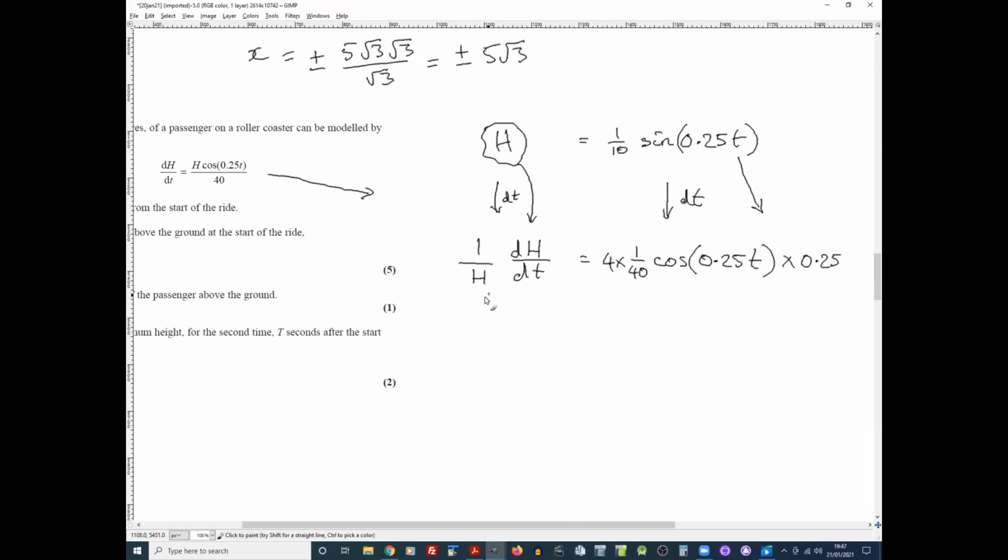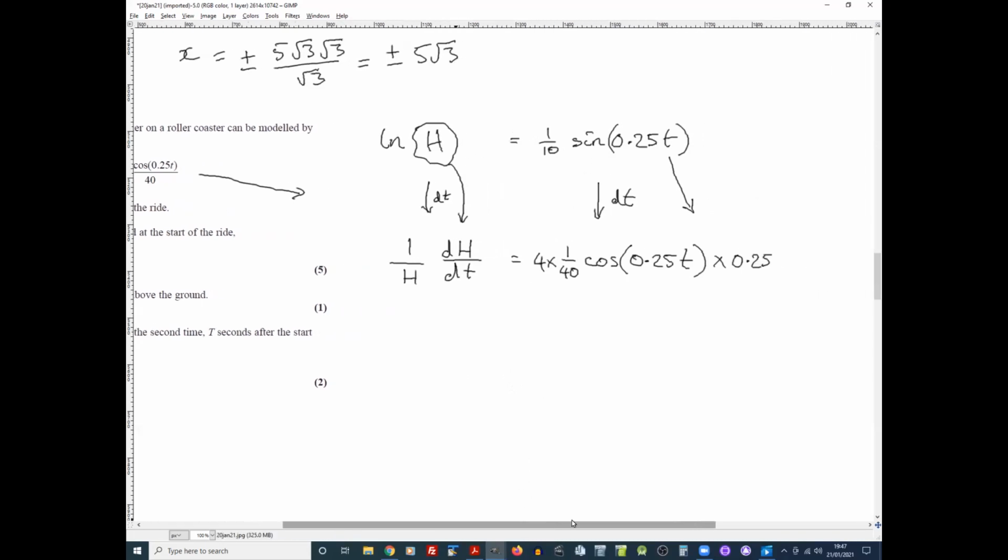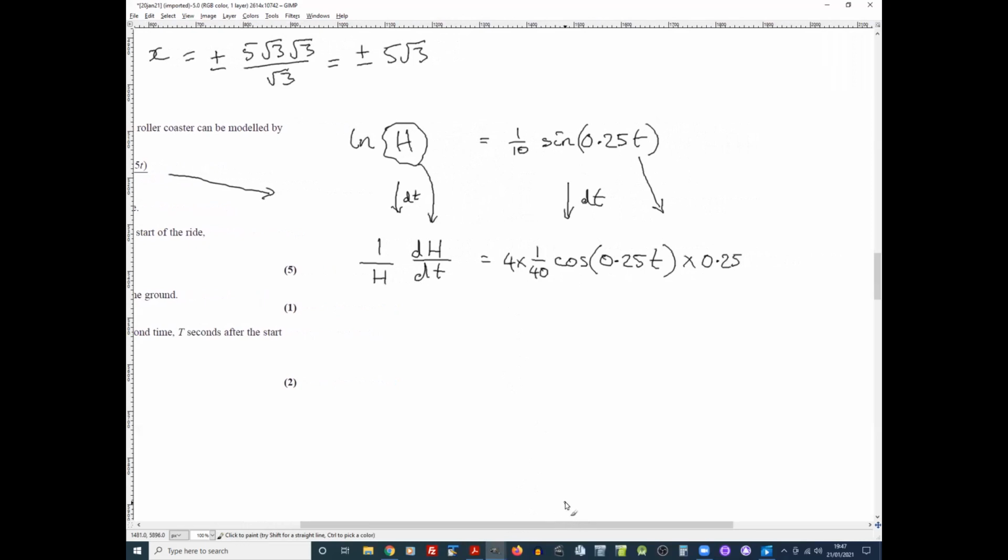So you were about to say, I think, is it reverse chain rule? Definitely. That's why I'm keeping that there and that there. So you log h? Just log h. It's going to work perfectly. Okay. So log h equals a tenth sine 0.25t, yes, with one crucial detail: plus c.